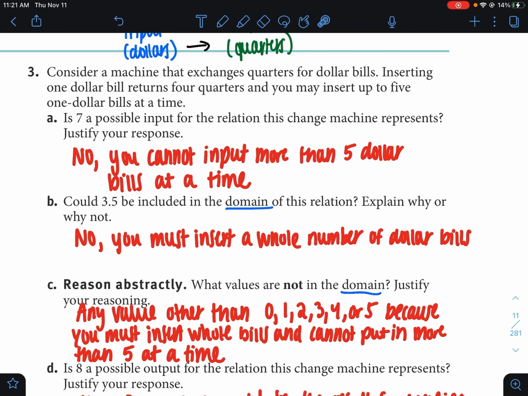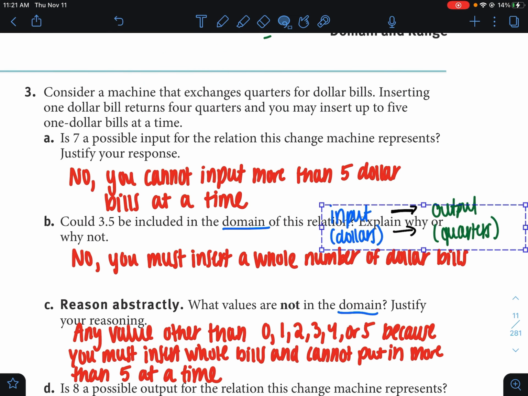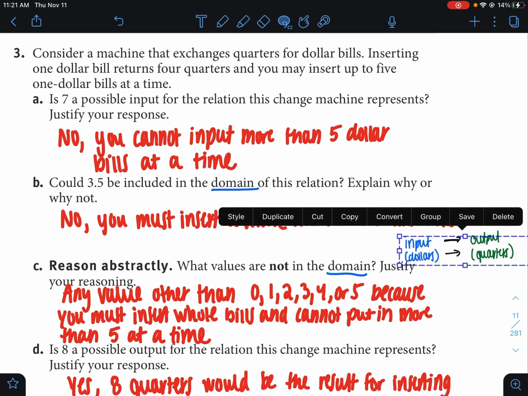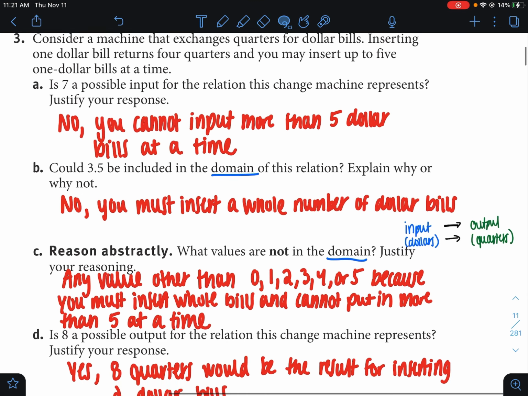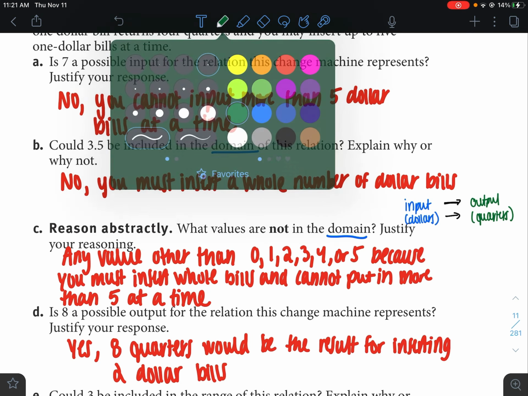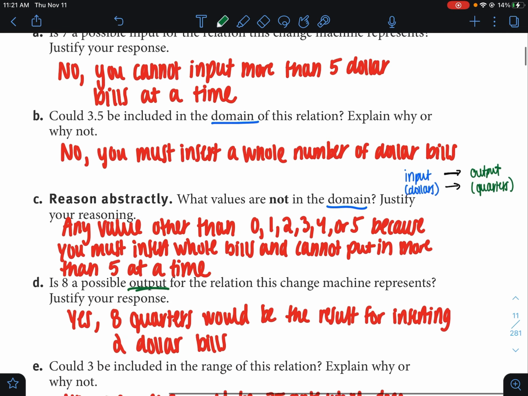Letter D is, and let me grab this guy here and bring it down with us so we don't forget. So, letter D, is 8 a possible output for this machine? Can we have something that gives us 8 quarters? The answer is yeah, absolutely. If we put in $2, we are going to get out 8 quarters. So yeah, we can get out 8 quarters for $2 bills.